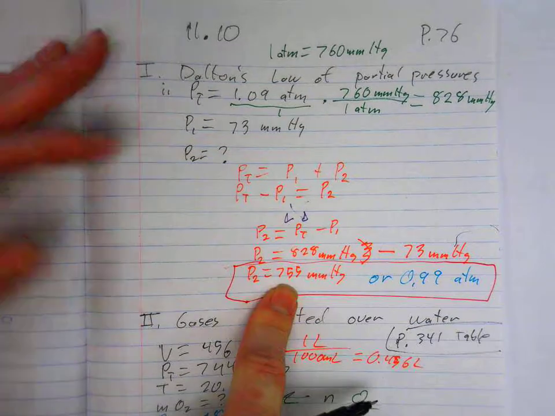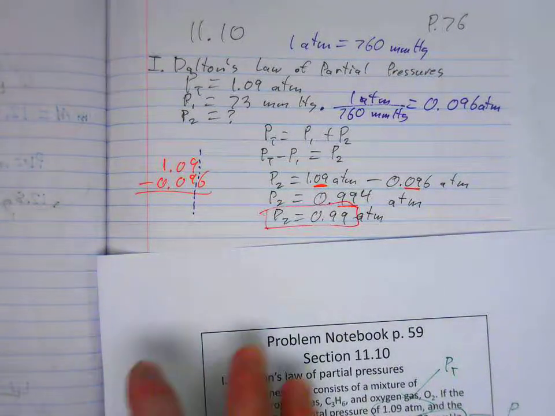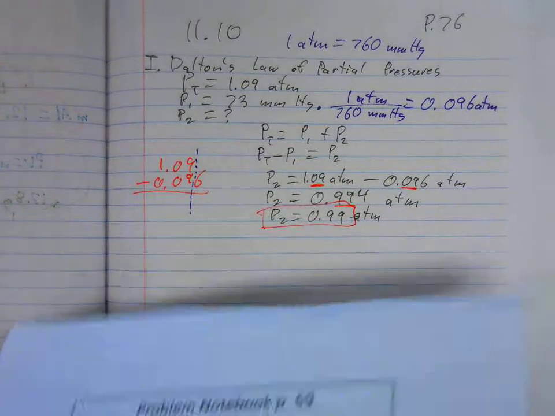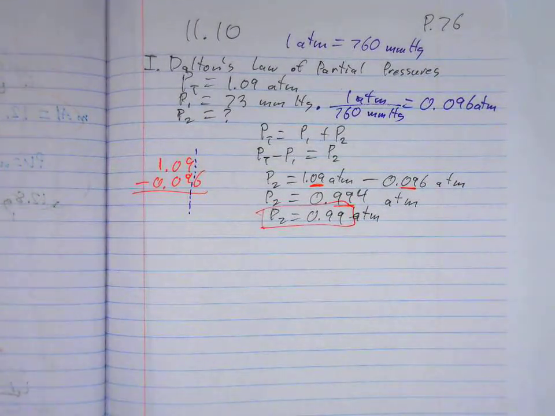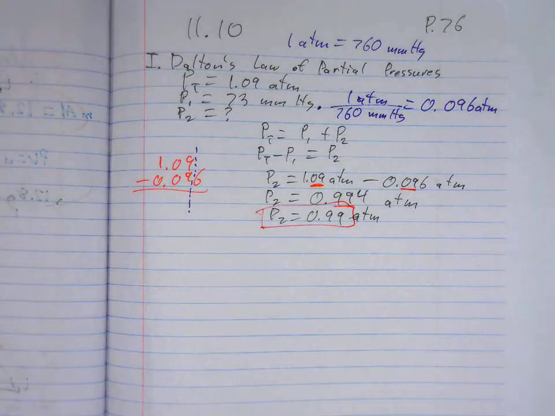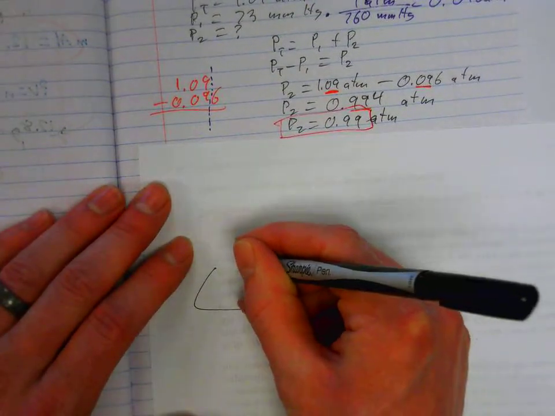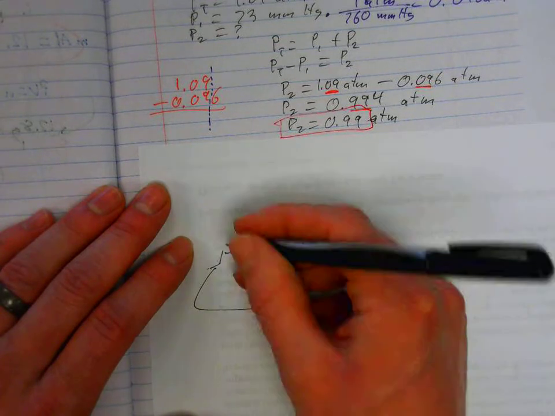Let's look at another type of problem. We're going to use a technique, a gas over water. So picture a situation where we have a reaction going on in a flask. So we have some reaction going on, and it's producing a gas.